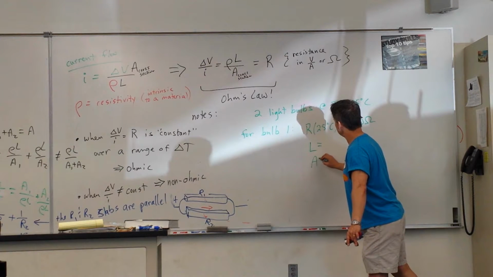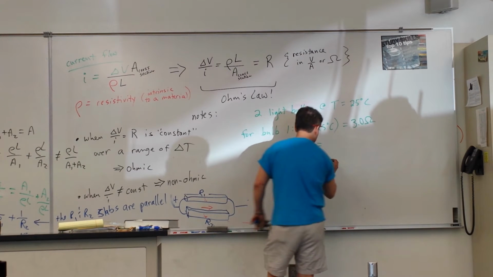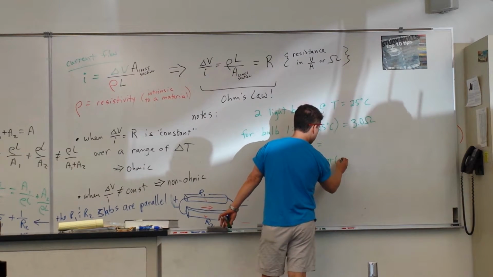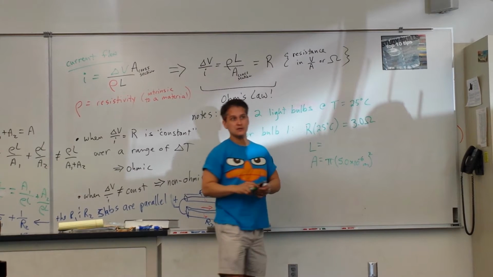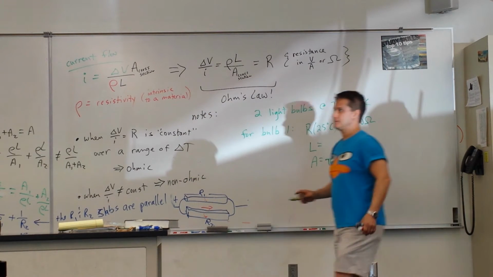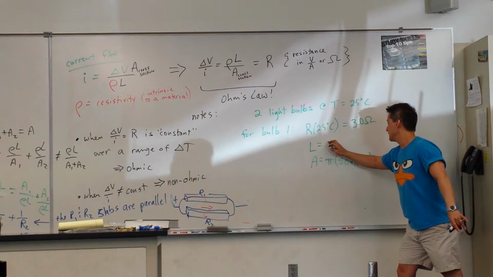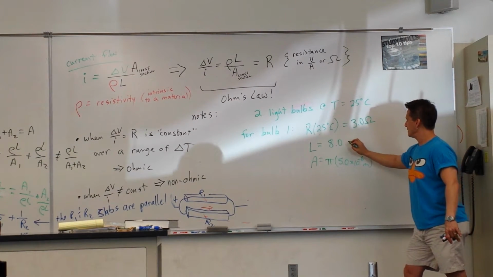Its length and its area. Its area is pi times 5 times 10 to the negative 6 meters squared. 5 micrometers. And its length is 8 centimeters.